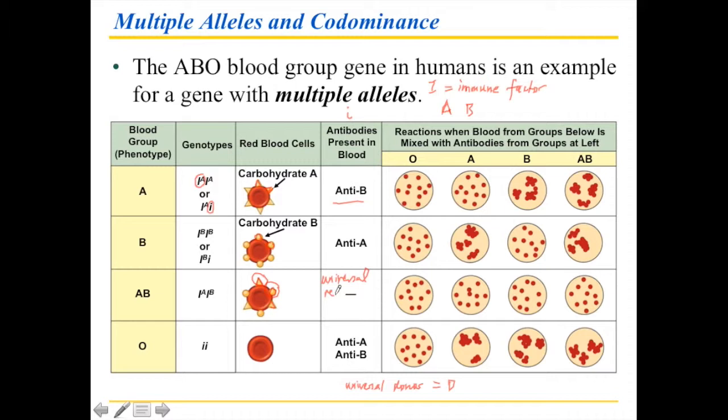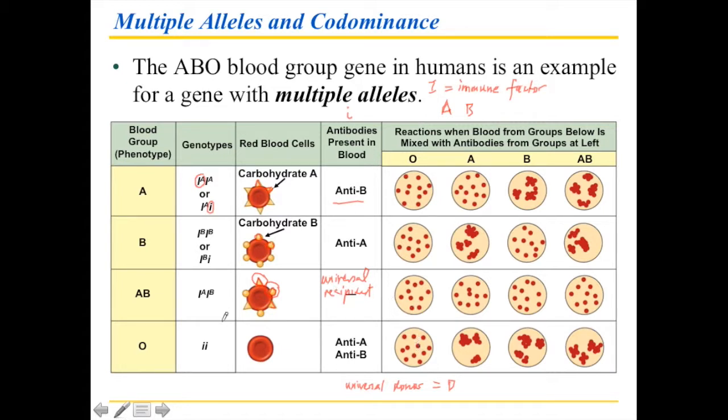So if you have blood type AB, then anybody can give you blood. And so this is how it rolls out. Blood type O can donate to everybody. Blood type AB can receive from everybody. Blood type O can only receive from other people with O. And that's how this works.